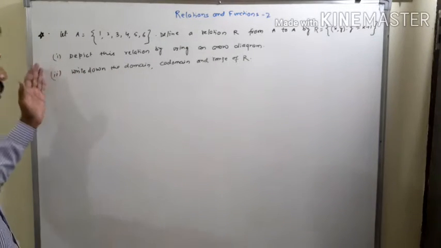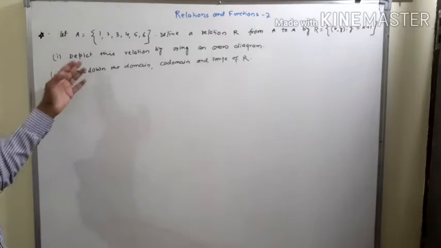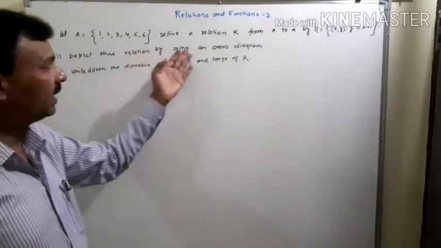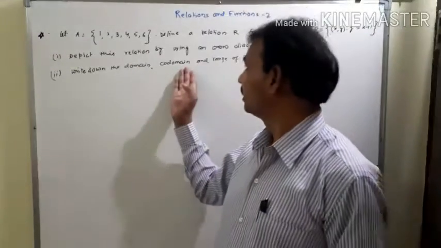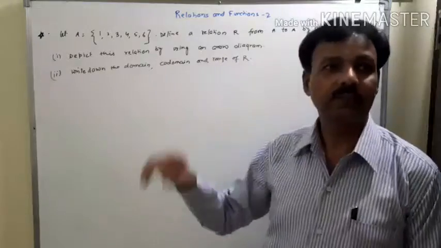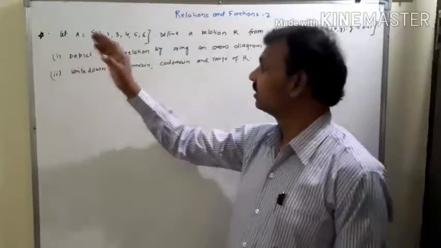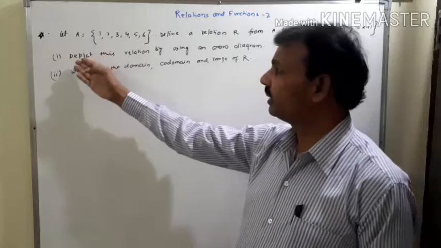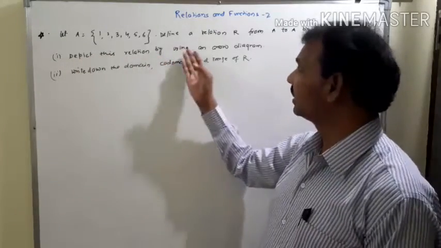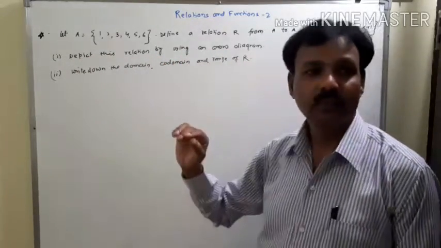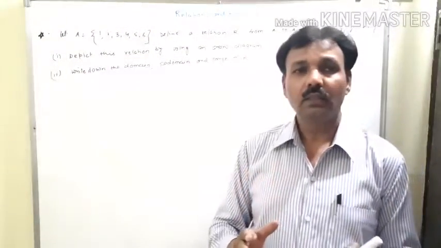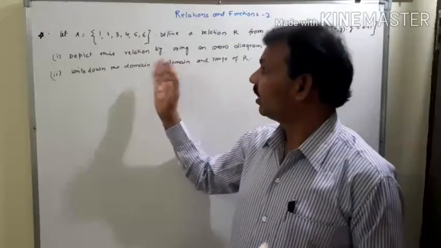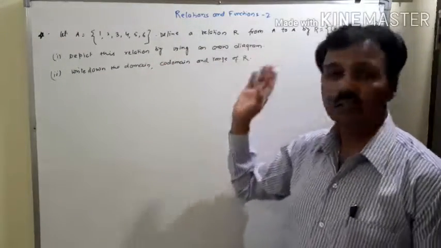Then two questions arise. First, depict this relation by using an arrow diagram, and second, write down the domain, codomain and range of R. Here, first we should depict this relation by using an arrow diagram. For this, first we find all the ordered pairs of the relation R.